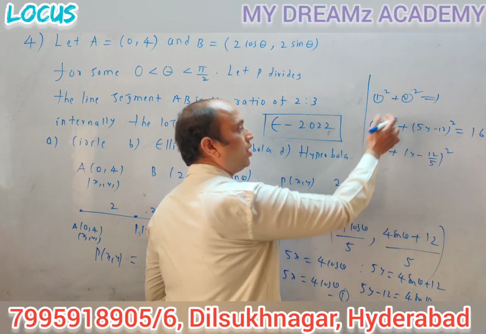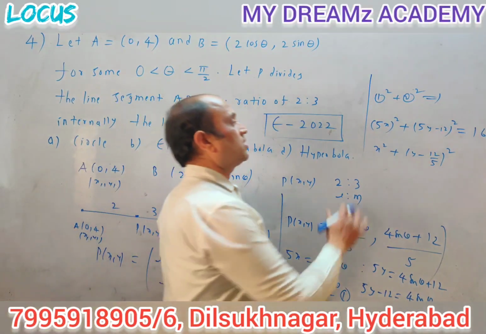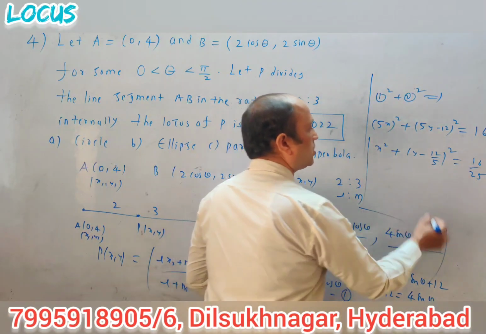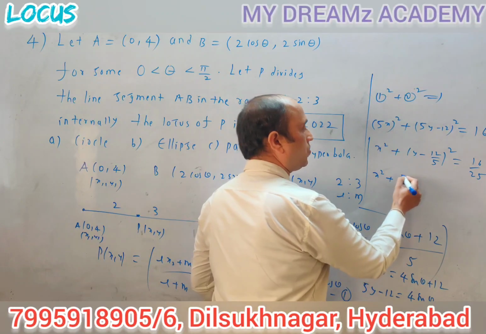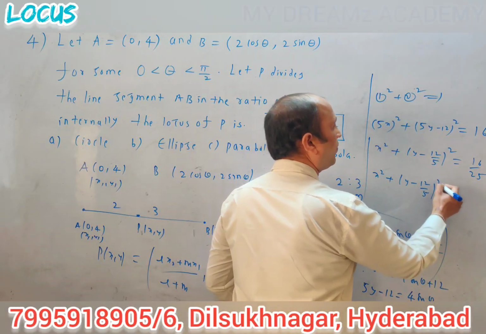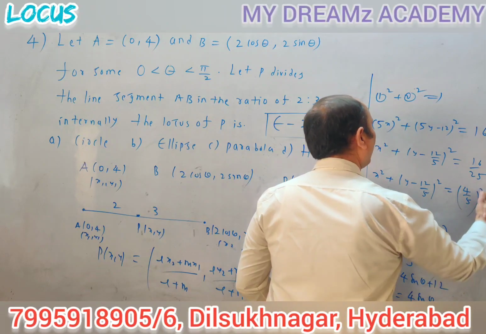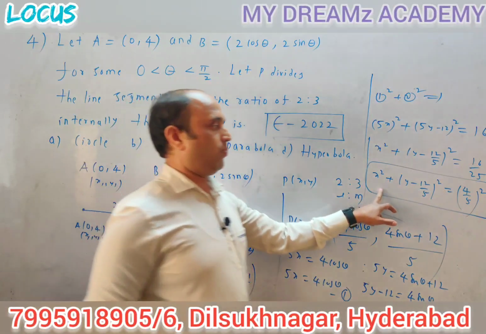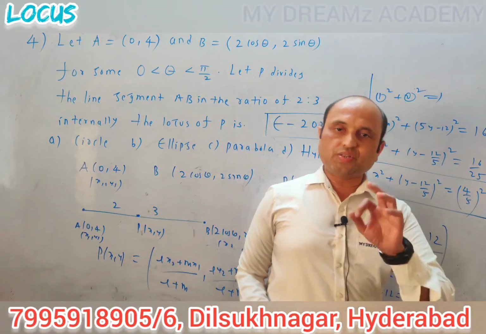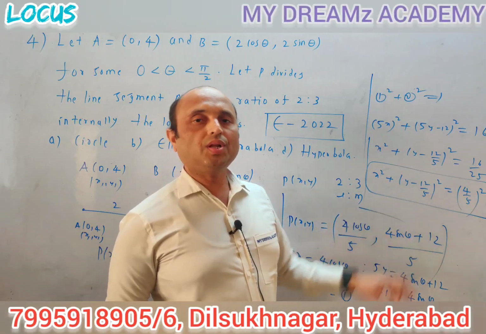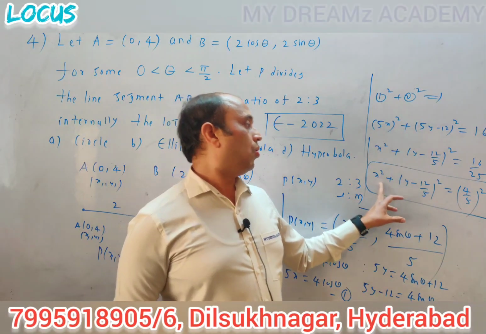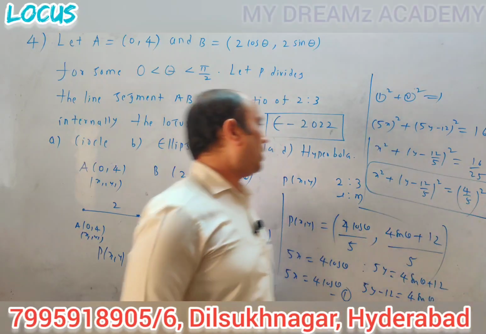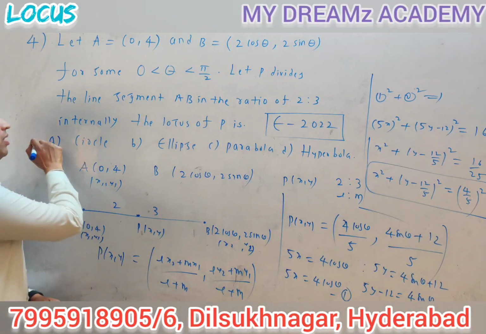Here now, take 25 common: x square plus (y minus 12 by 5) whole square, sending 25 to the other side, equals 16 by 25, or (4 by 5) whole square. So this represents (x minus h) whole square plus (y minus k) whole square equal to r square, the equation of a circle with center (0, 12 by 5) and radius 4 by 5. So our required equation represents a circle. This is our required option.